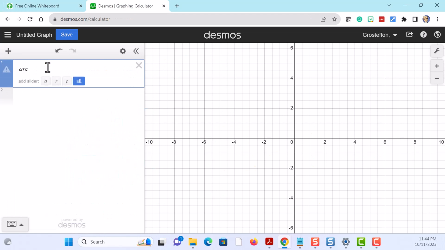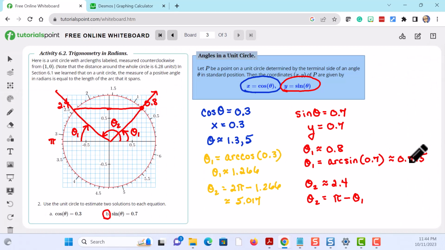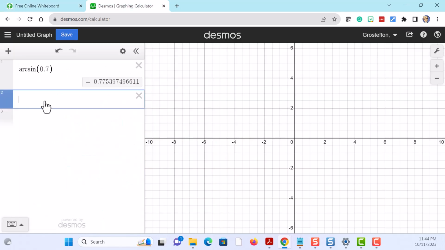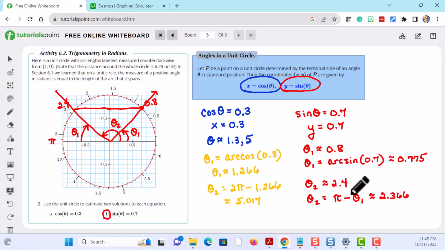Using Desmos, the arc sine of 0.7 is about 0.775, and that does round off to 0.8. And then pi minus the arc sine of 0.7 comes out to be about 2.366, and that rounds off to 2.4. So we did really well on estimating from the given unit circle, but we can use technology to get even better estimates. I hope that helps you out.